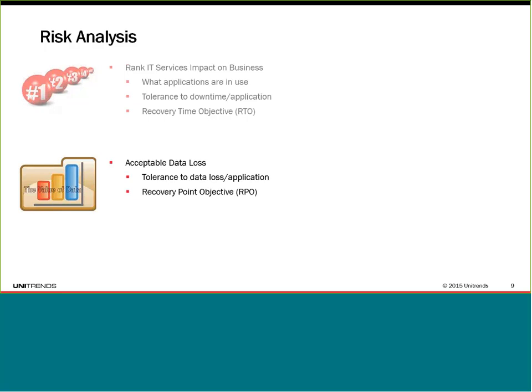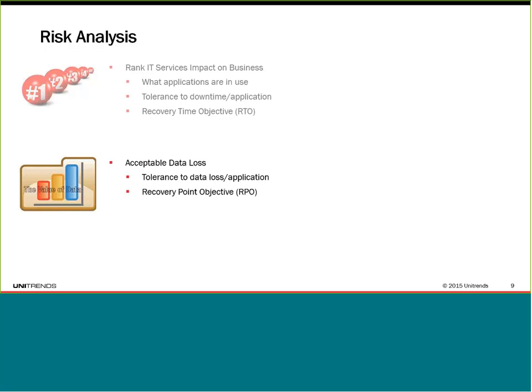So at this stage of a risk analysis, we understand our downtime cost, we understand our tolerance on an application by application basis of how quickly we need to get it back online. We understand how much data we can afford to lose in each one of those applications. And what the RPO, or recovery point objective, determines is how quickly we need to back up or protect or take a snapshot of each of those critical applications.